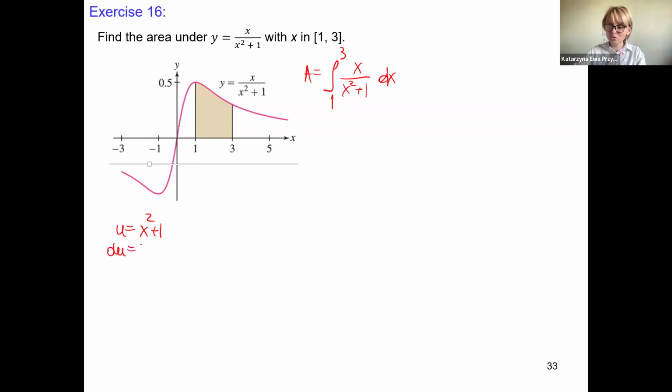Derivative of u is du, derivative of x squared plus 1 is 2x dx, and we only have x. That means I will divide by 2. X dx can be replaced with 1/2.